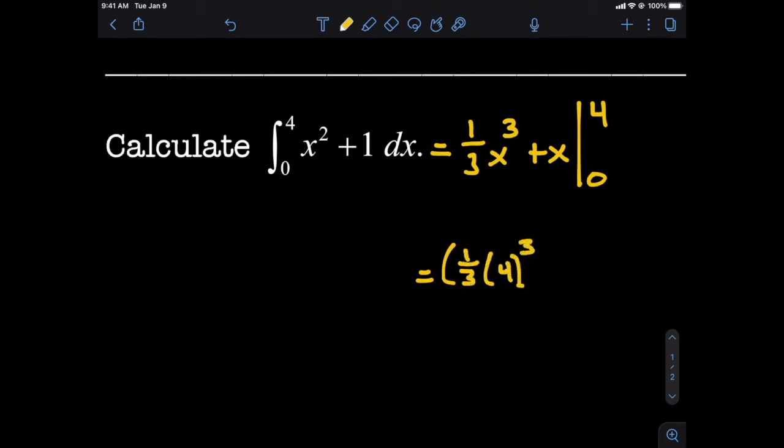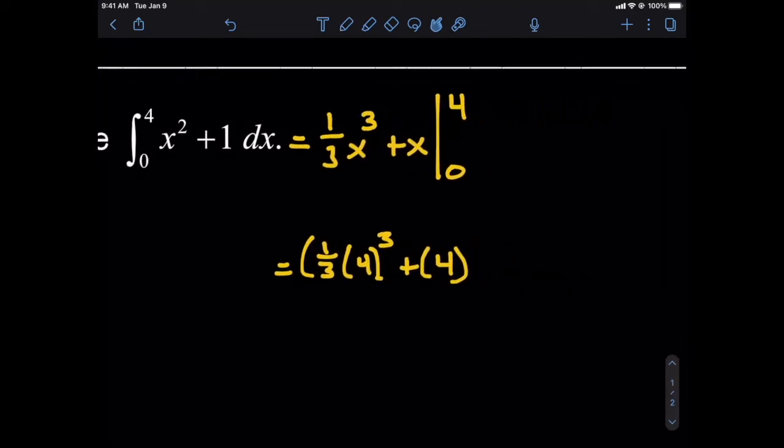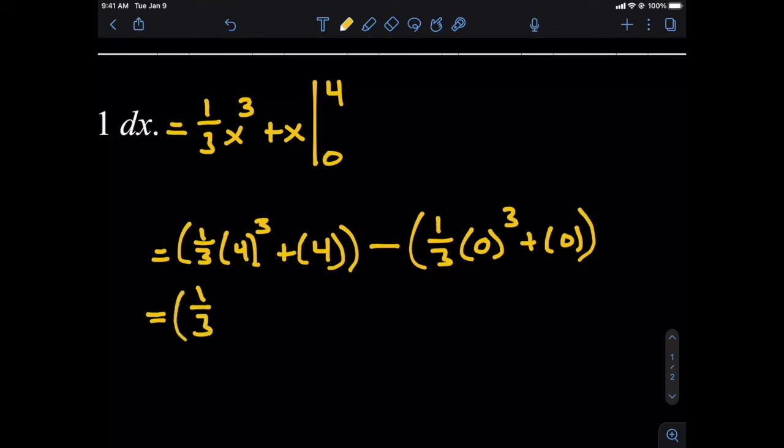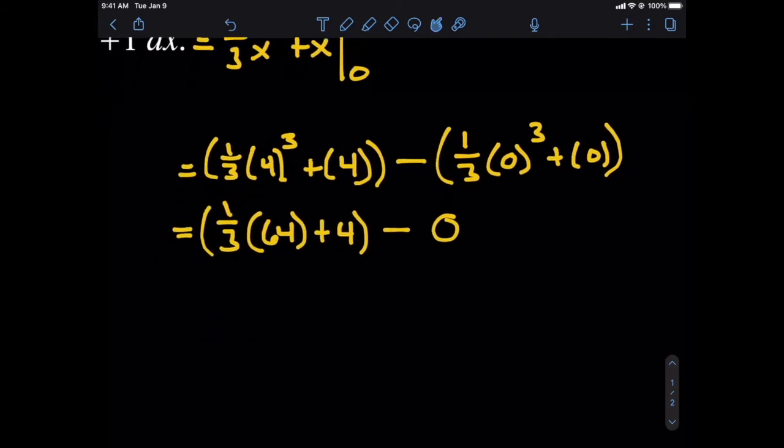So let x equal 4, and our first evaluation is going to be 1/3 times 4 cubed plus 4, close our parentheses here, and then we're going to plug in 0 for x. That will give us 1/3 times 0 cubed plus 0. Next, we'll evaluate. 4 to the third is equal to 64, which will give us 1/3 times 64, and then plus 4 will stay the same. I hope I don't need to explain why the second set of parentheses produces 0.